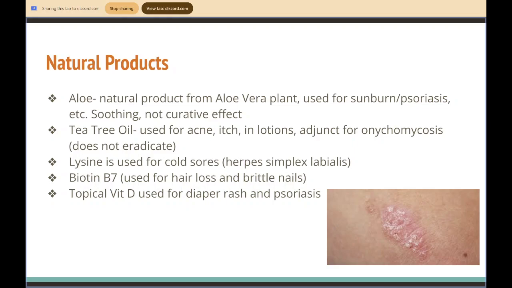Next is tea tree oil. It's used for acne, for itching in lotions, and as an adjunct for onychomycosis. Now, it does not eradicate, but it can treat it and reduce or lessen the symptoms.